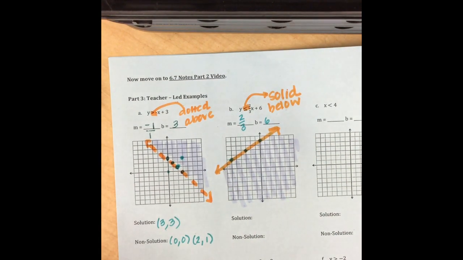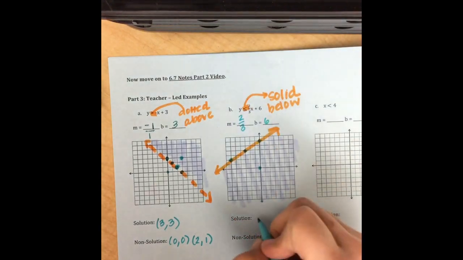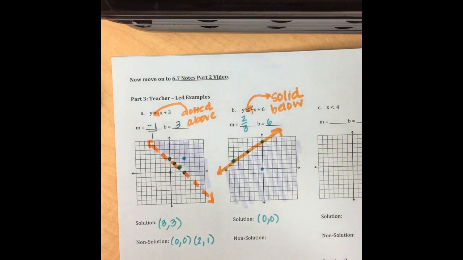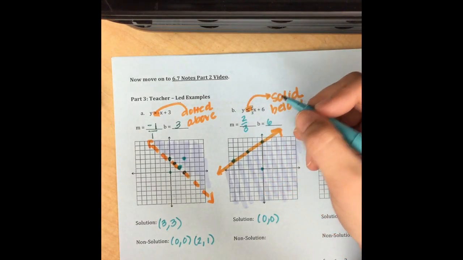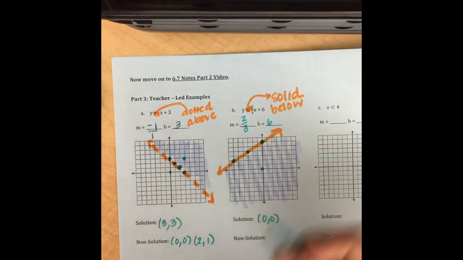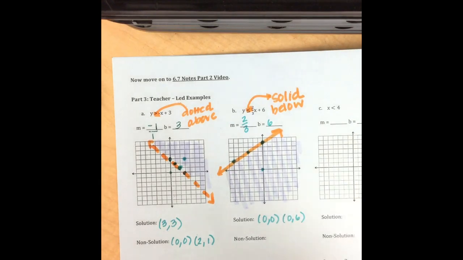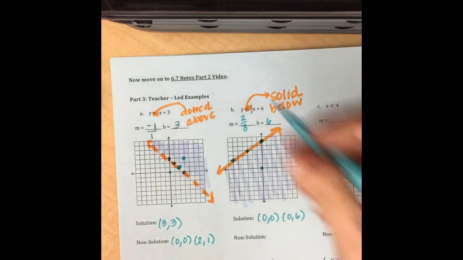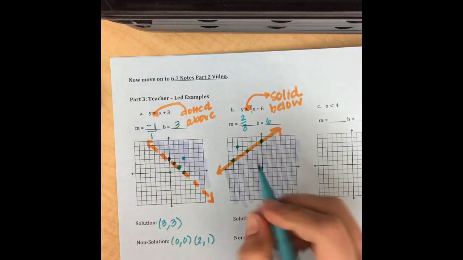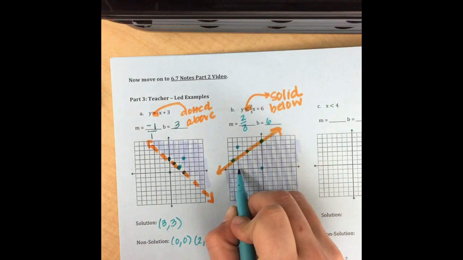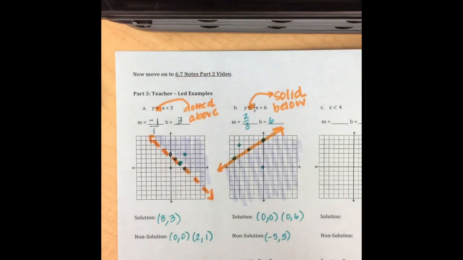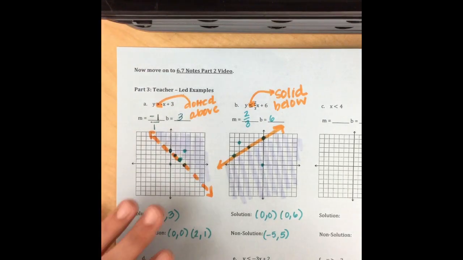So a solution could be 0, 0. That is in the shading. There's so many things you could write. Another solution could be this point right here, 0, 6, because it's on the solid line, so that is a solution. A non-solution would be anything outside of the shading, so maybe right here. That is -5, +5. And again, there's so many different things you could write. So if you were thinking something different, that is okay.